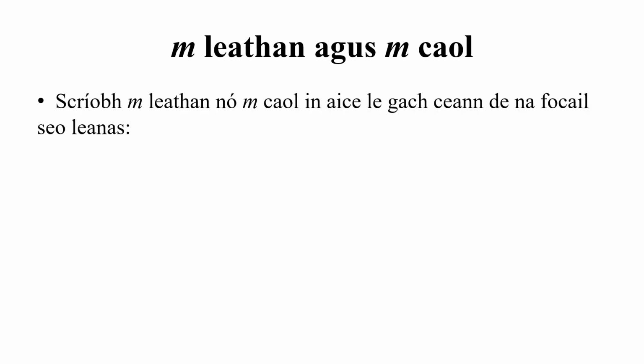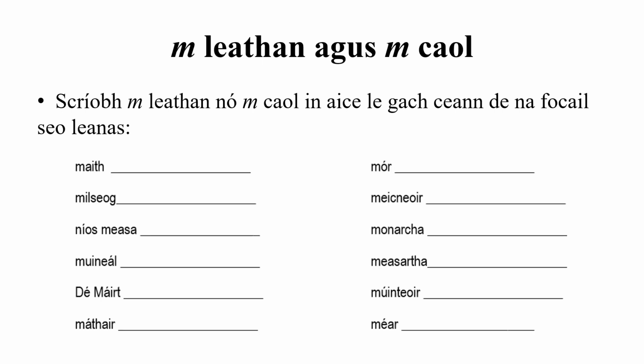So write broad or slender beside each one of the following words. Ma, milseog, níos measa, muinál, démort, máthir, mór, mecnóir, monarcha, measartha, múinteoir, and méir.